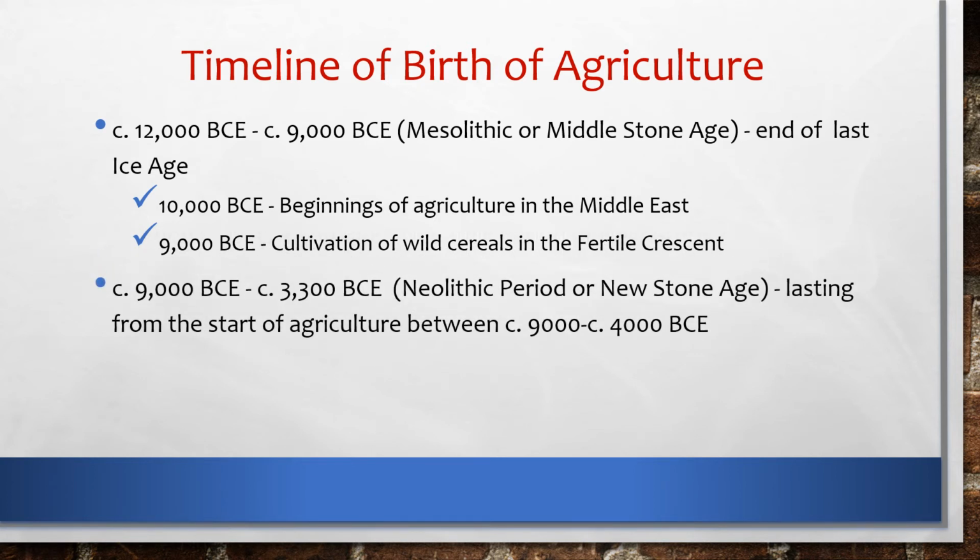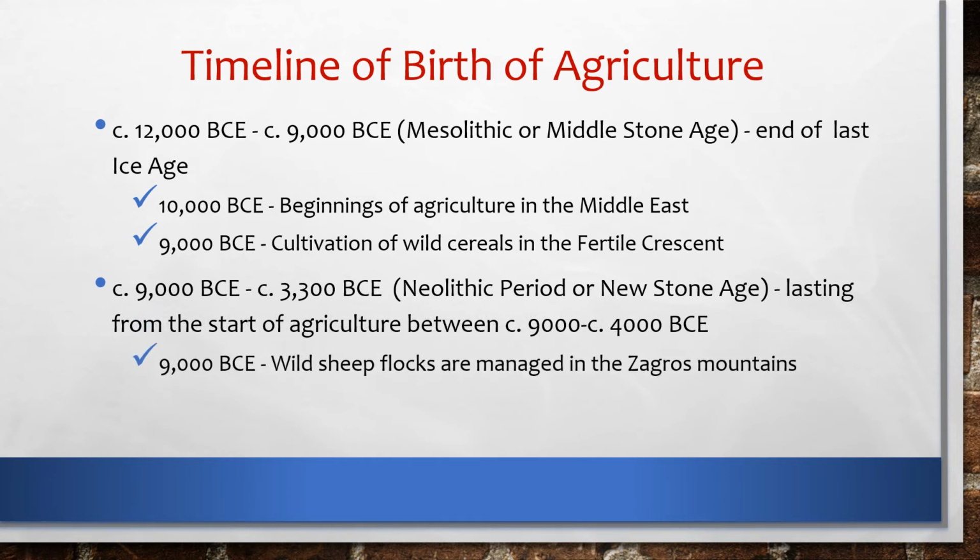And in the circa 9,000 BCE to circa 3,300 BCE, this is the Neolithic period or New Stone Age lasting from the start of agriculture between circa 9,000 to circa 4,000 BCE. Now, in 9,000 before the Common Era, wild sheep flocks were already found to be managed in the Zagros Mountains.